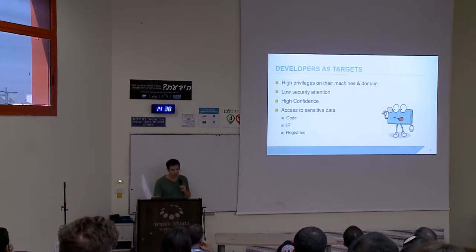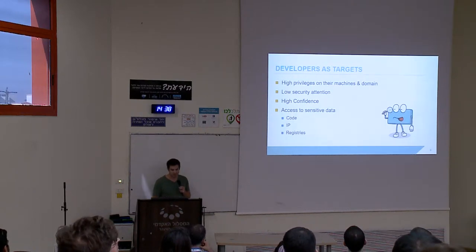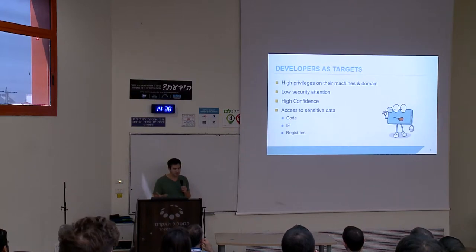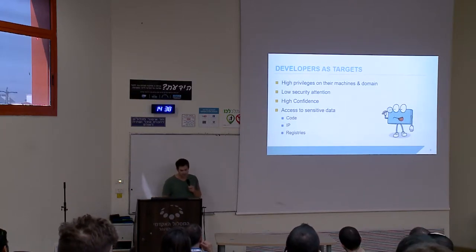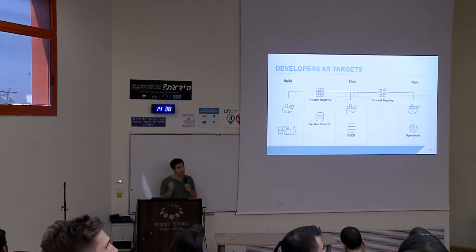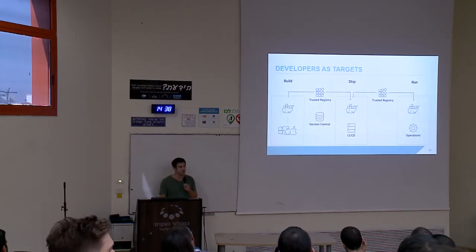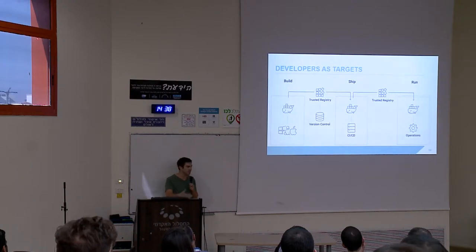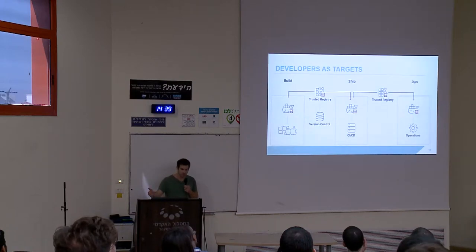Developers are a pretty favorite target for attackers. Developers are getting paid to write code. They don't get paid to do things securely. They have a lot of technical skill, and are usually very privileged on their machines. Also, almost by definition, they have access to code, IP, and in the case of containers, registries. So even if you infect a single developer, and that developer is writing a microservice or an image, you can infect the entire pipeline, from build to testing, all the way down through production.